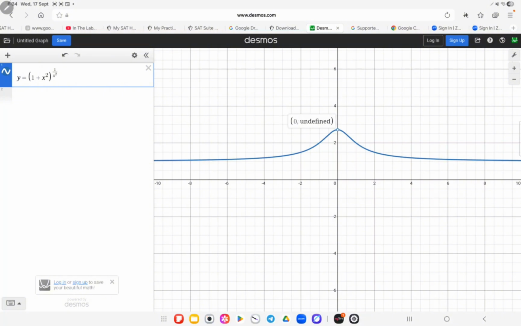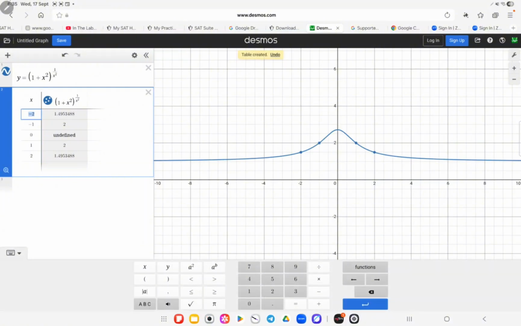Now it says when it's 0, it's undefined, correct? Yeah. But look at the left and look at the right. Are they both approaching the same value, which is 2.7 something? Yes. And if you want, you can click on this thing here, click on table, and you can put a number that's very close to 0 from the left.